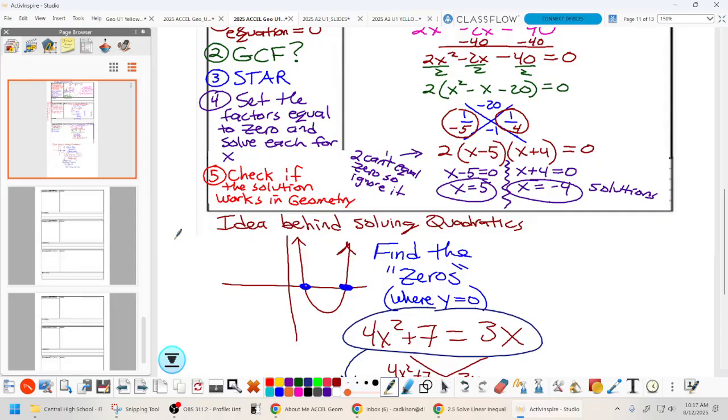This is a pretty typical process. Set it equal to 0. GCF, a lot of times you won't have one. Star factor, set the two factors equal to 0, and there's your two answers. And you will get very comfortable and used to this. I know this maybe seems like a lot, but it's not actually too bad. Okay? Questions on the method?